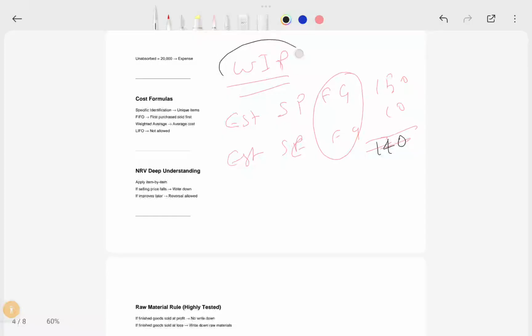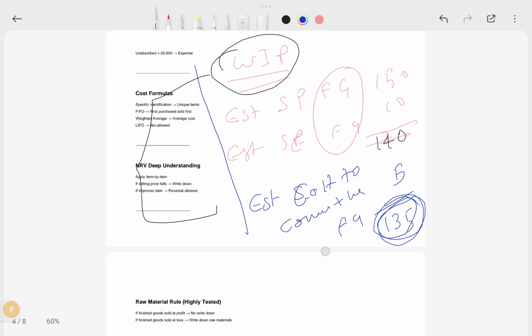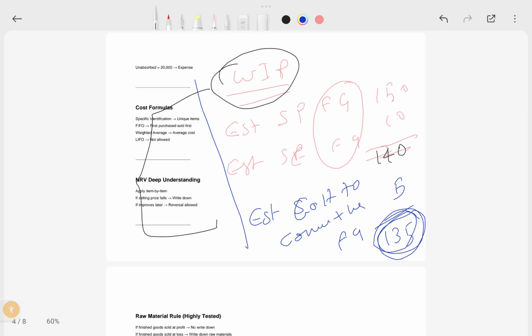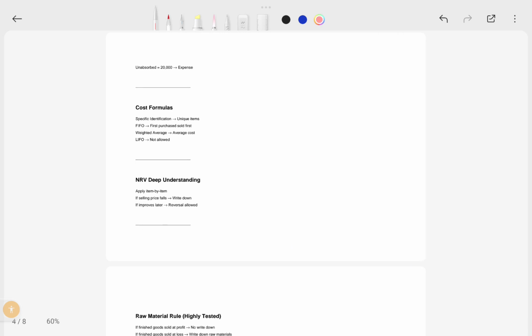If it is work in progress and not finished goods, while calculating the value of work in progress inventory, in that case you need to additionally deduct the estimated cost to complete the finished goods. Say suppose in this example, 135 would be your net realizable value for work in progress. I hope you understand the difference between finished goods and work in progress.